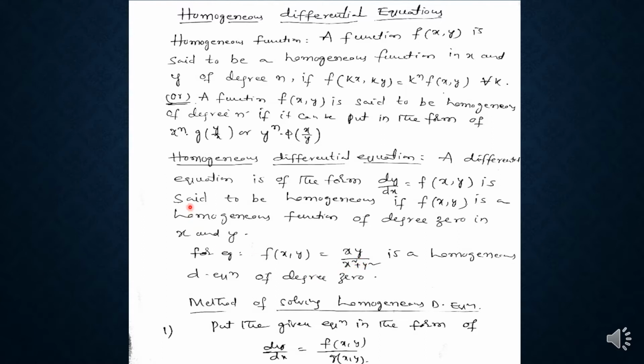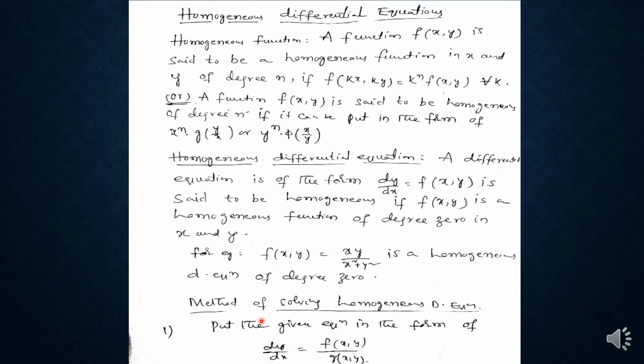So what is a homogeneous differential equation? A differential equation of the form dy by dx is equal to f of x comma y is said to be homogeneous if f of x comma y is a homogeneous function of degree 0 in x and y. So this is the homogeneous function of degree 0. Now if we are given a homogeneous differential equation, what is the method to solve it?